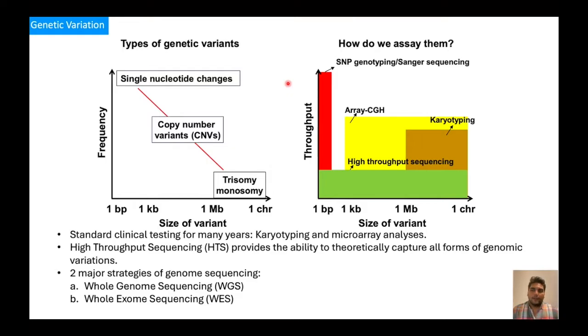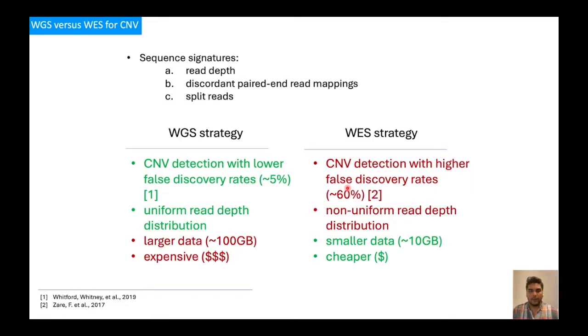Karyotyping and microarray analysis have been the standard clinical testing for disease-causing CNVs for many years. But lately, high-throughput sequencing has all but replaced these techniques, with the ability to theoretically capture all forms of genomic variation.